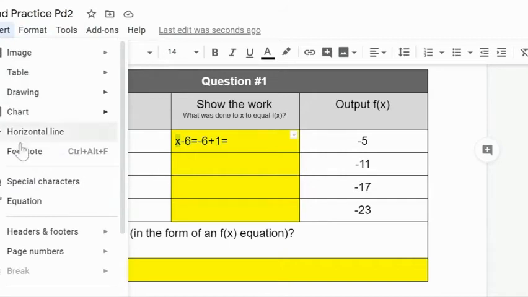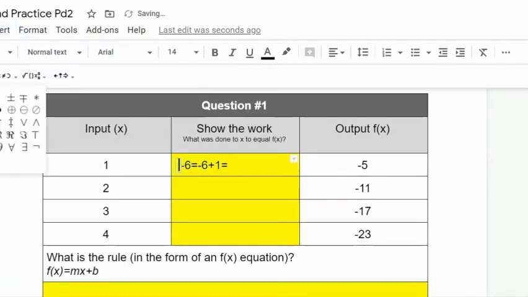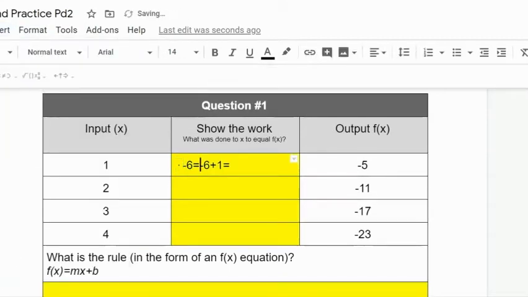So I'm going to insert an equation. You're going to see me do some formatting. There we go. So I'm multiplying by -6. This just makes my math teacher heart so much happier. Multiplying by -6, so 1 times -6 equals -6, plus 1 would equal -5, and that would be my rule. Now I have to make sure this works for all of them, right?